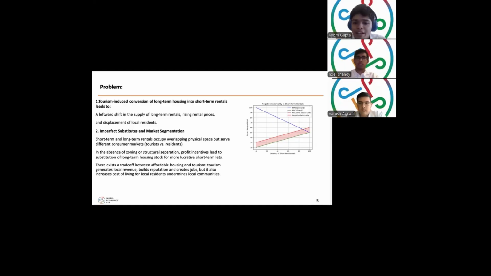Short-term and long-term rentals may use the same buildings or locations, but they serve completely different markets, which are the tourists and residents. The problem is the absence of clear distinction between these two markets that are competing for the very same commodity. So there's a very real trade-off between supporting tourism and protecting affordable housing. Next, we'll be looking at solutions that tackle this problem. We can move on to the next slide.